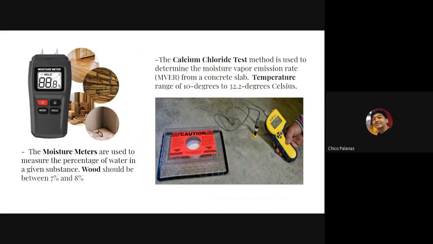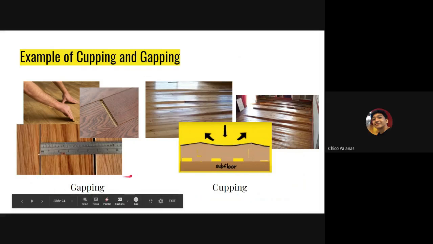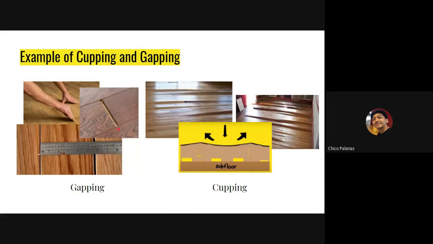And next slide. By not following the recommendations for moisture testing, moisture barriers, and proper acclimation, this can lead to gapping and cupping issues, just like the examples. Gapping means the measurements have different dimensions, which leads to gaps, and it looks bad on your floor. Cupping is when the board warps. So it is important to follow the methods.